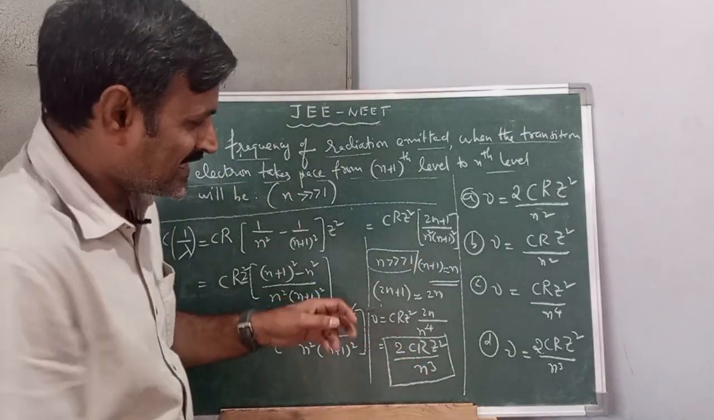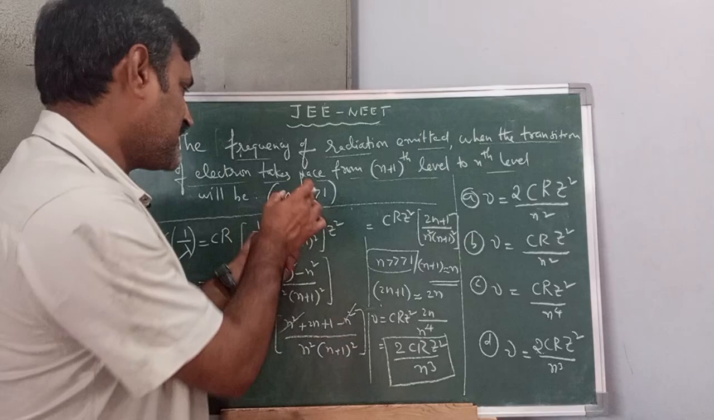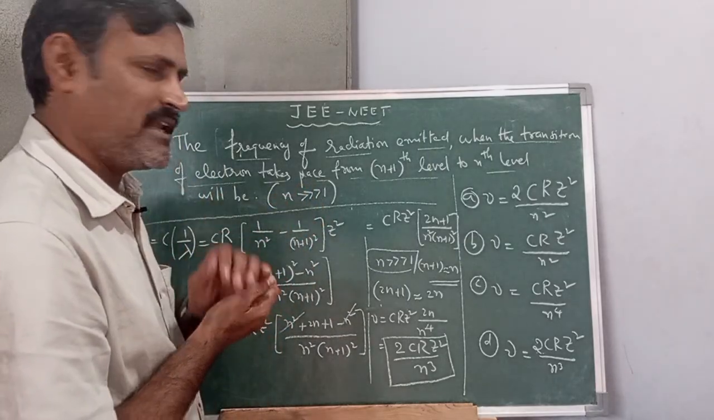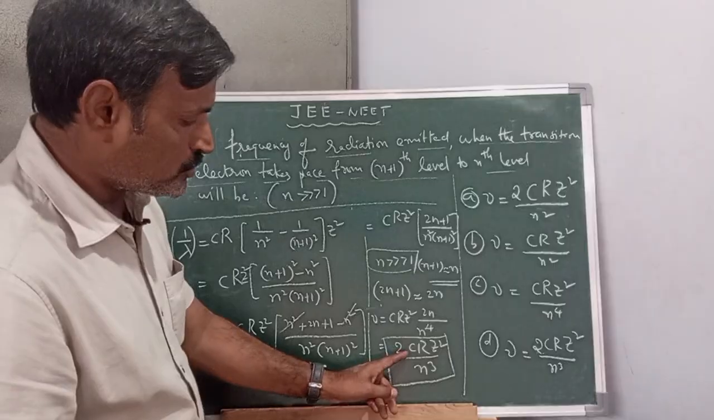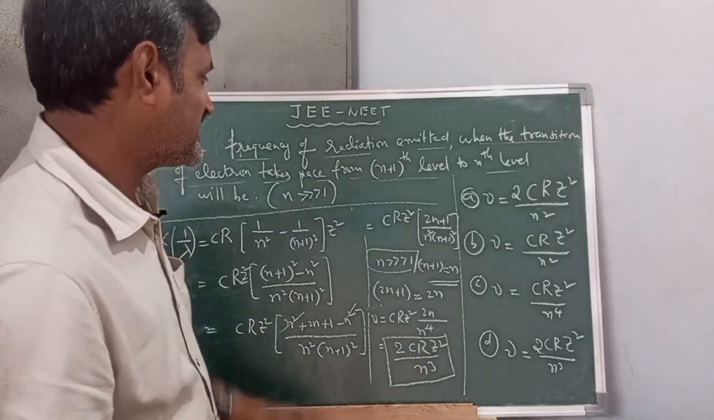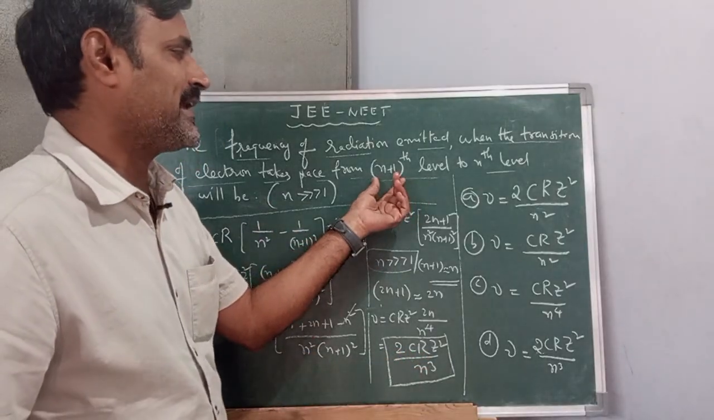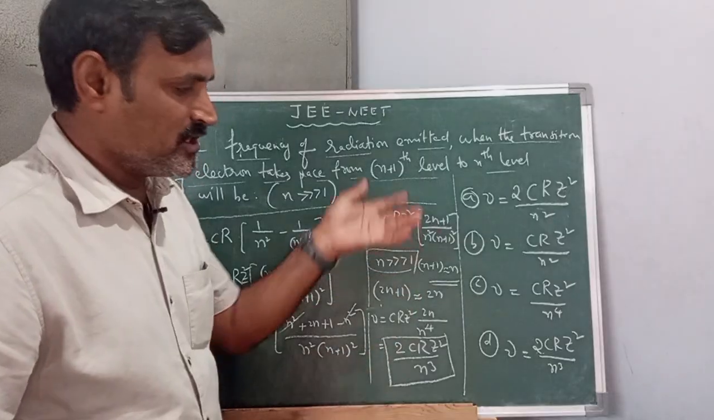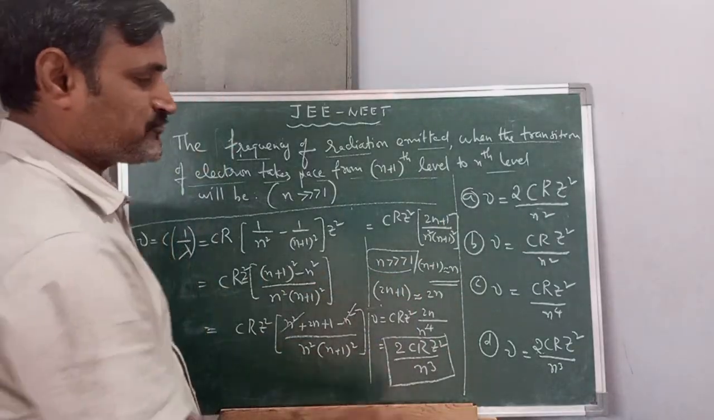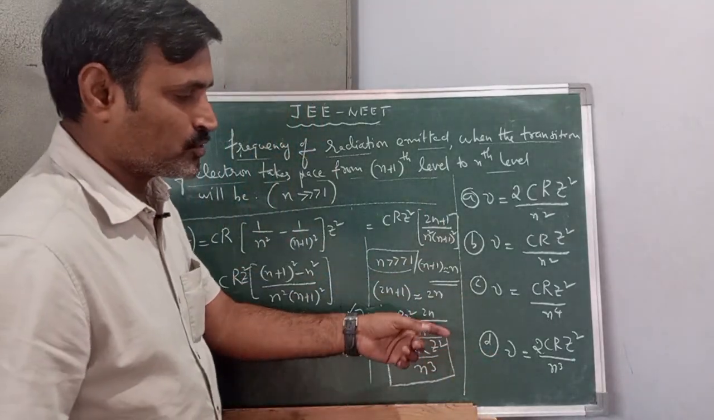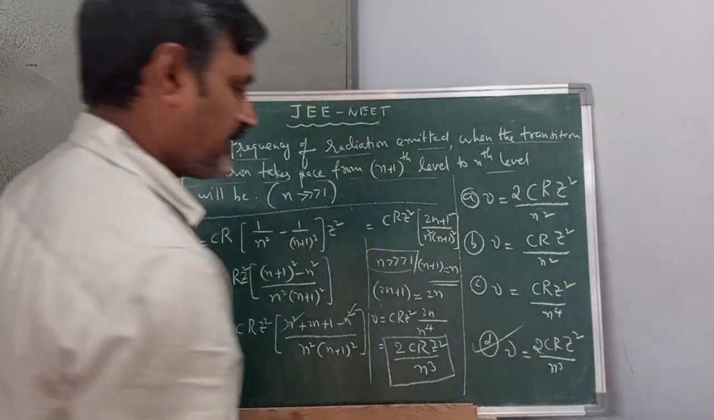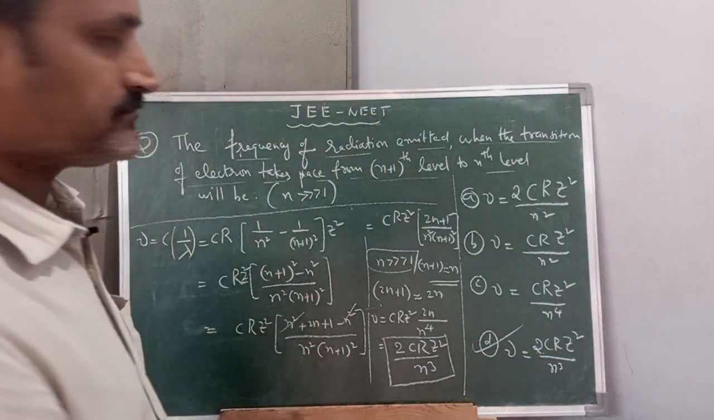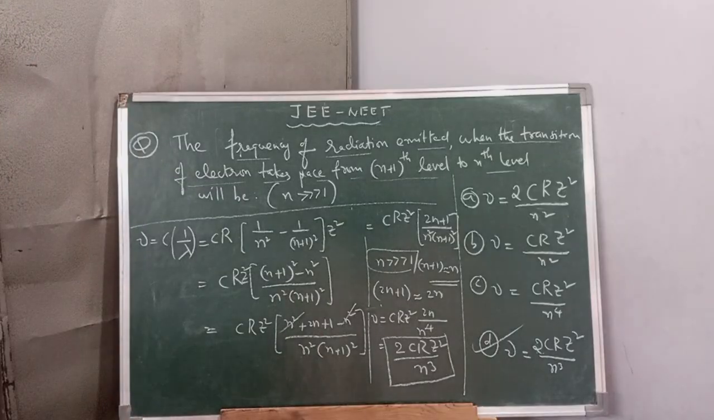Here we should consider this condition: if they have already given that n is extremely greater than 1, then you will get 2 CR Z square by n cube. The same type of problem, if they give n minus 1, you can apply and you will get the same thing. That means frequency is inversely proportional to n cube. Okay, this is the right answer for this question. Thank you very much.